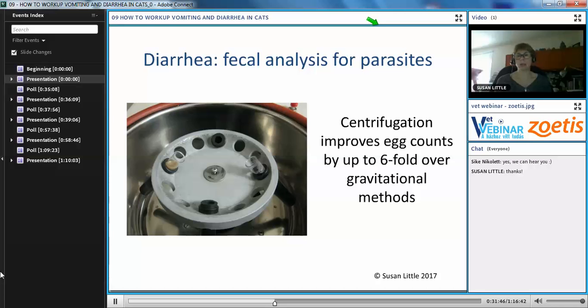So you can either do that in your own clinic, or maybe you'll send it out to a referral lab to do a centrifugation technique. So a lot of parasites that cats get are shed in lower numbers, and these more gravitational techniques where you don't use a centrifuge are not very good when we're looking at parasites or eggs that are shed in low numbers. So we always want to have our fecal analysis done by a centrifugation technique.